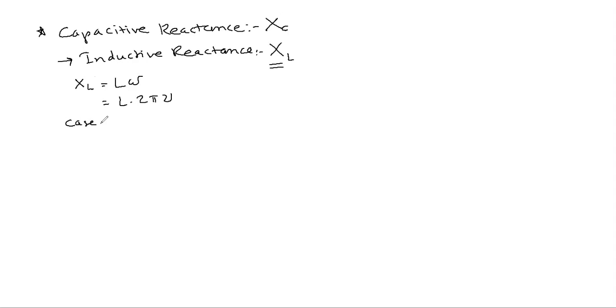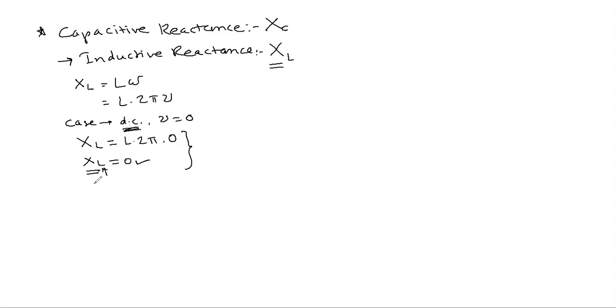For the first case, that is DC, the frequency is 0, therefore XL is equal to L into 2 pi into 0, so you will get XL equal to 0 for DC. What is the meaning of this? Inductive reactance means the opposition to the flow of current in a purely inductive circuit. For DC its value is 0. That means there is no opposition to the flow of current when DC is connected to the inductor.